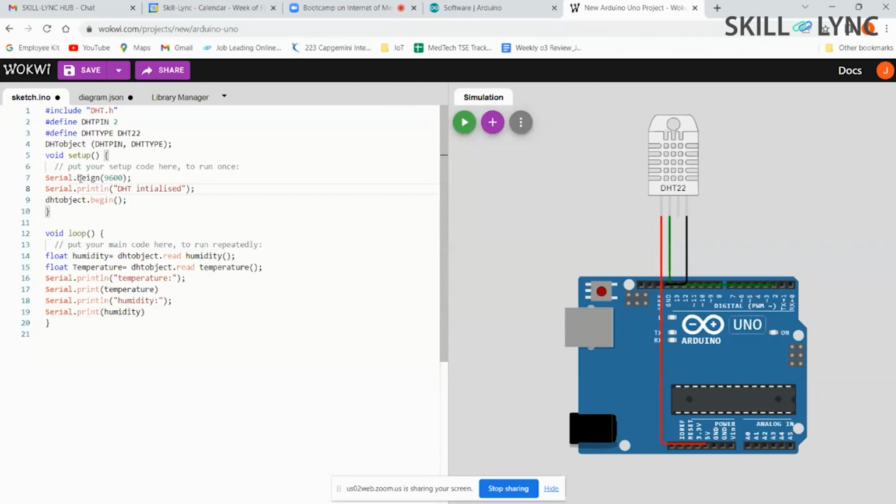See. Yes, are people clear with this? Just give me a minute, guys. I don't know why my screen is stuck.